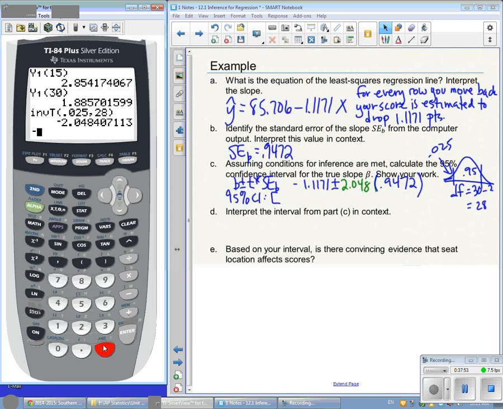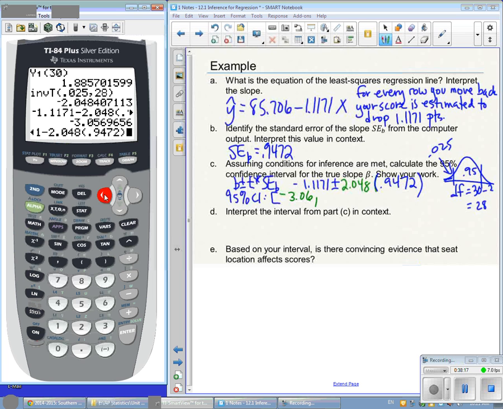So we'll do the negative 1. And that'll give us our lower bound, so it's a negative 3.06. And then if I just hit second enter and change the subtraction to a plus, that'll give me the upper bound. All right. And so that gives me a positive 0.823.